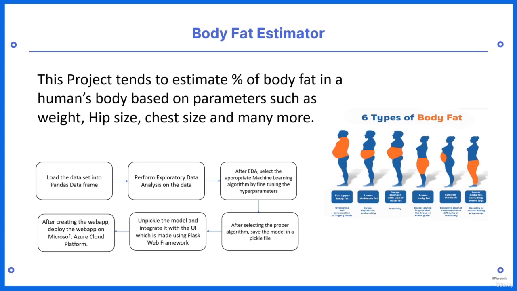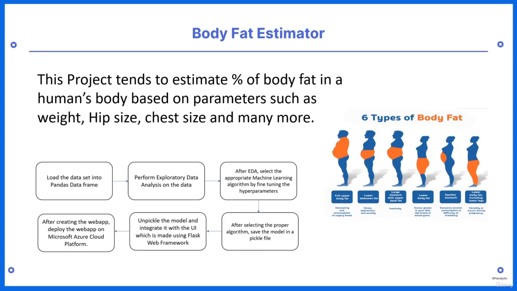So we select the perfect machine learning algorithm by tuning its hyperparameters, and once everything is settled, we save the model weights in a pickle file, and then we integrate that pickle file by unpickling it into the UI. The UI we can make using Flask or Streamlit or any other full stack application, but it should use Python. You can use Flask, Django, or Streamlit, anything.